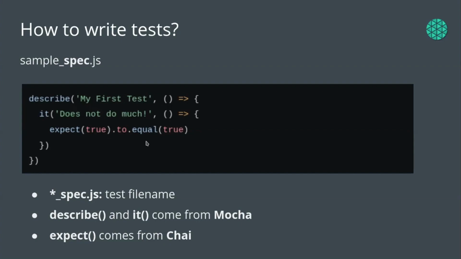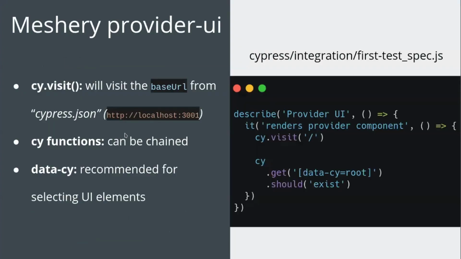So this is the first and easiest test that we can write: a describe, an it, and an assertion. Here on the right side, we have another test that is a little more complicated. We are testing the provider UI, and in the individual test, we are testing that it renders the provider component correctly.